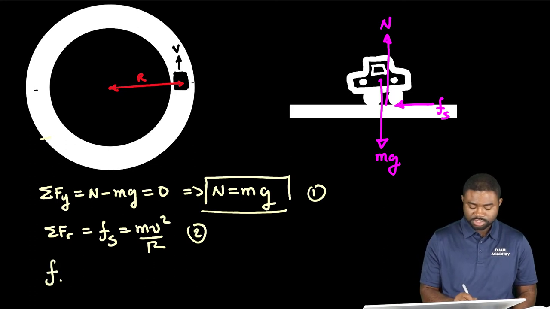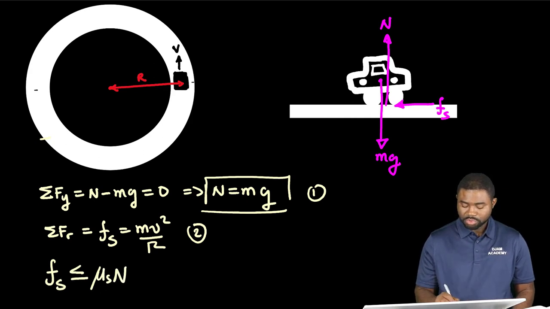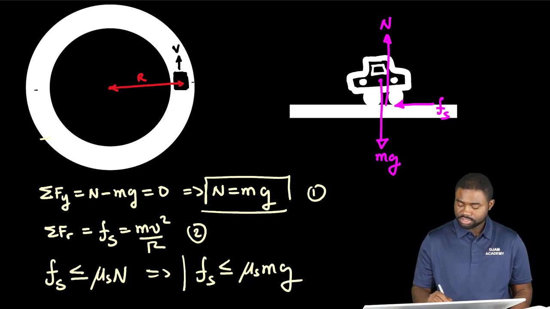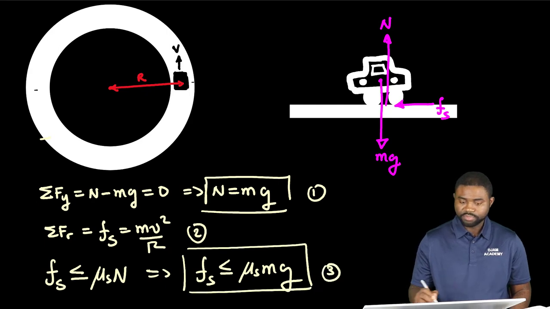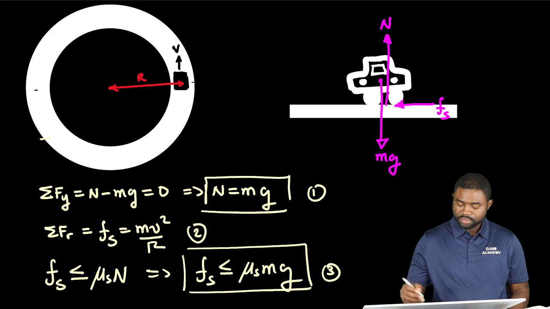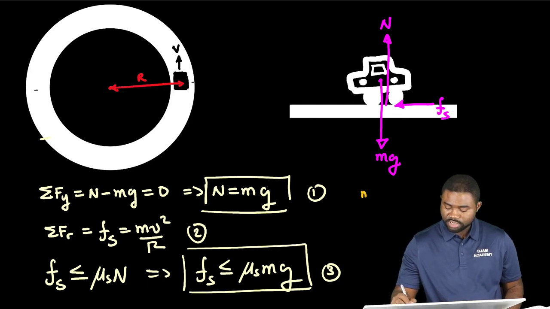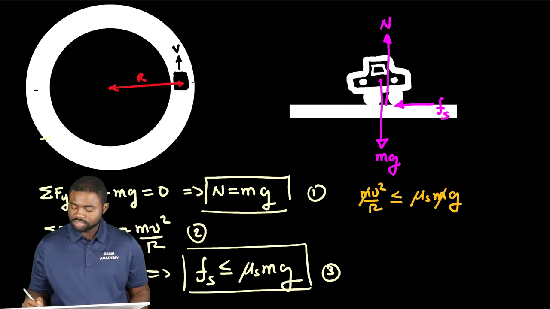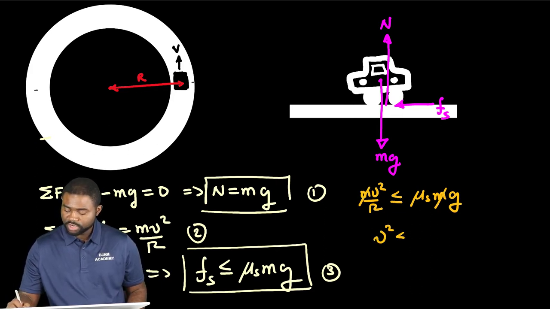By definition, the static friction force is less than or equal to mu_s N, which means that the static friction force is less than or equal to mu_s mg. Let's call this equation 3. But what do we know? We know that the static friction force is equal to mv squared over r. That means that mv squared over r is less than or equal to mu_s mg. The m's cancel, which means that v squared is less than or equal to mu_s r g.